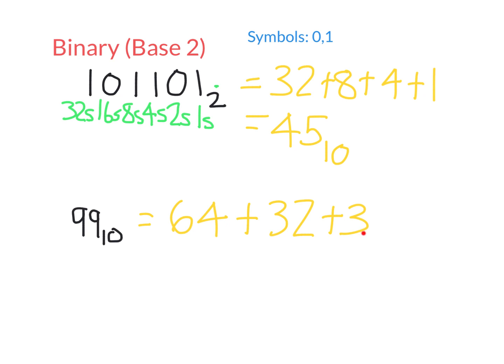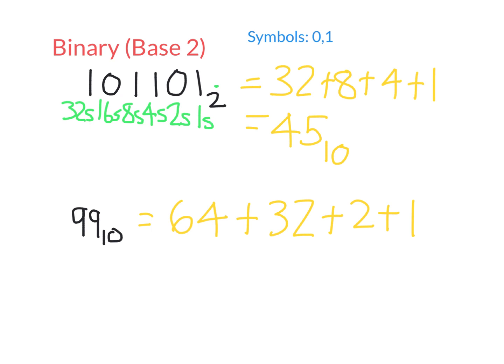Okay, but 3 is not a power of 2. So what do I need to do? I need to find the highest power of 2 less than 3. Well, it's not 4. That's too big. It's 2. So I'm going to rub out the 3, and I'm going to write it as 2 plus 1. Each of these are powers of 2.